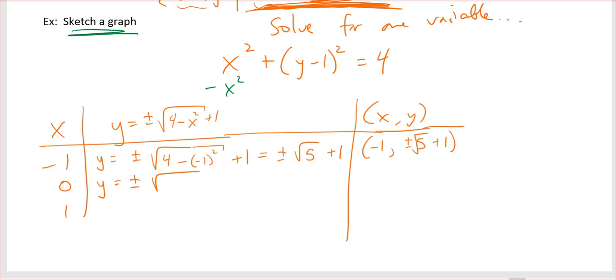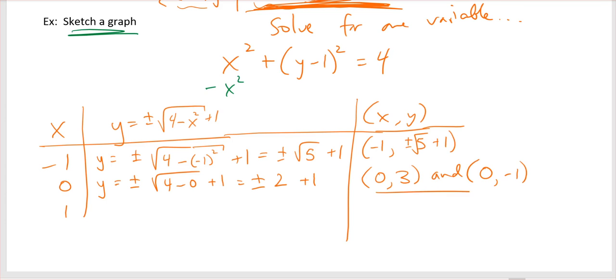So plus or minus square root of 4 minus 0, plus 1. So this is plus or minus, what is this? Square root of 4 is 2, plus 1. So now our ordered pairs become 0 comma positive 2 plus 1, so that's 3. And then our other one would be 0 comma negative 2 plus 1, which would be negative 1. Okay, so those were convenient, right?